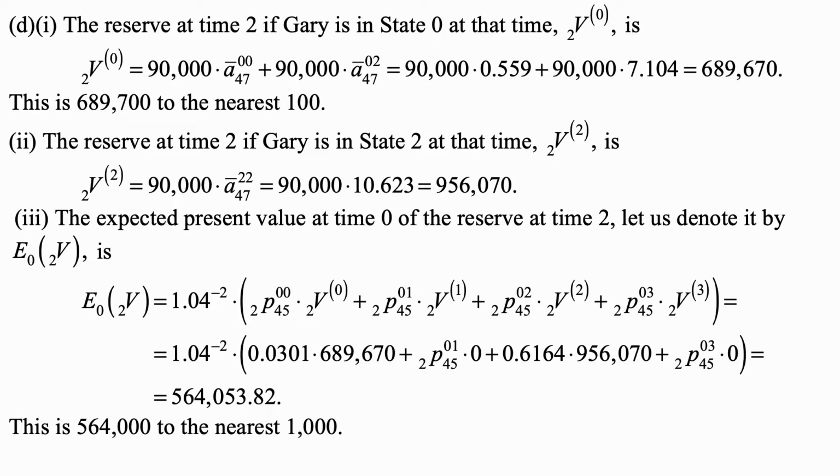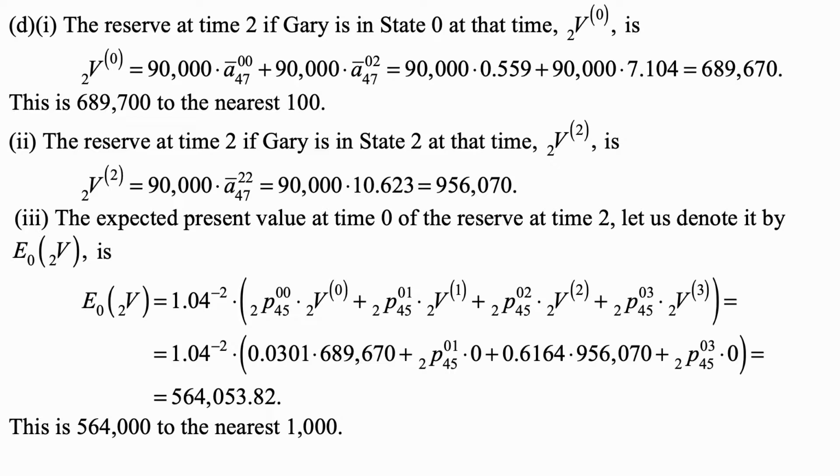Part 2. The reserve at time 2, if Gary is in state 2 at that time, 2V2 is 90,000 times Ā_47^22, which is 90,000 times 10.623, and that's approximately 956,070.